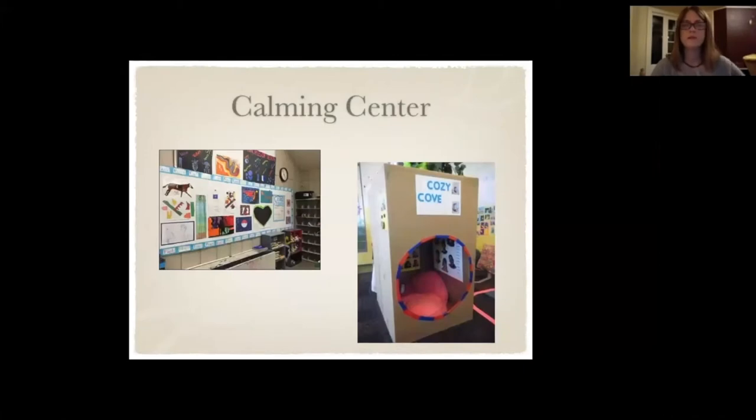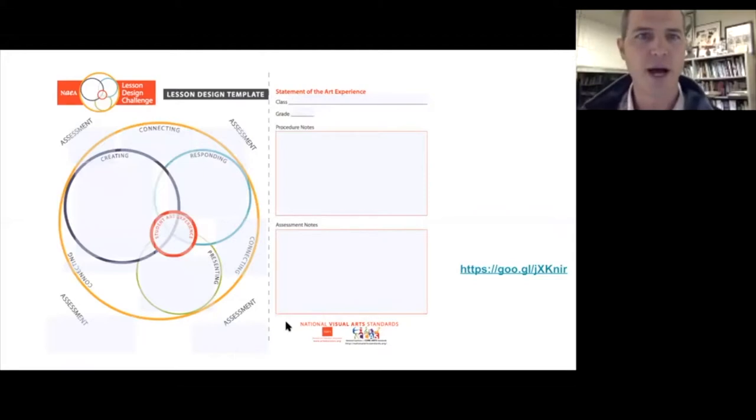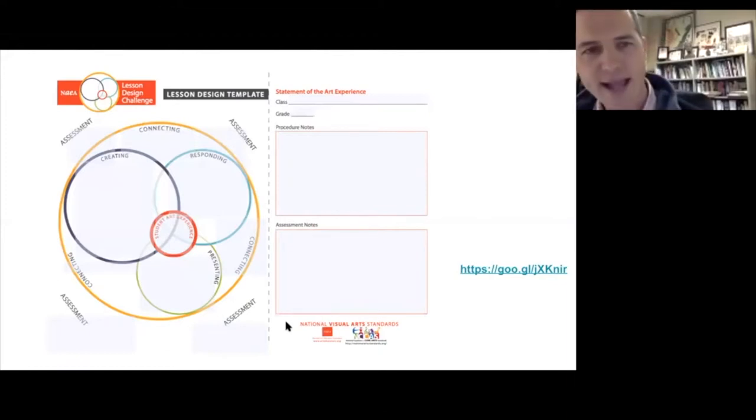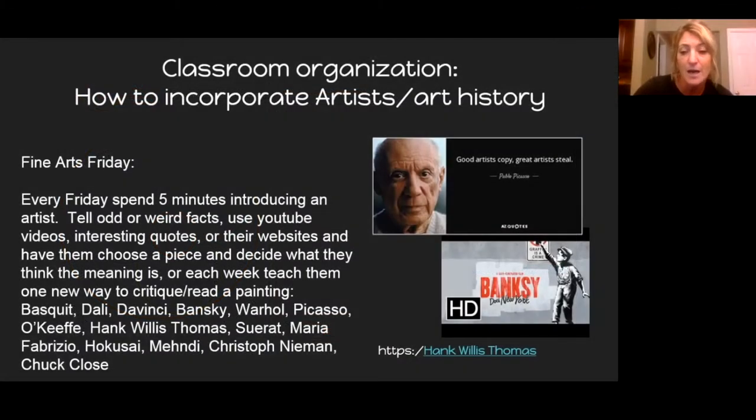And then here's a couple examples of a calming center. I actually love this. This is actually the NAEA Lesson Design Challenge. I think it's a fantastic graphic organizer and a visual of how the 4 artistic processes interrelate to one another. I had a parent come in from India. I would ask them what their most famous artist was from their country. And then I've started incorporating in different artists that I'd never heard of before.